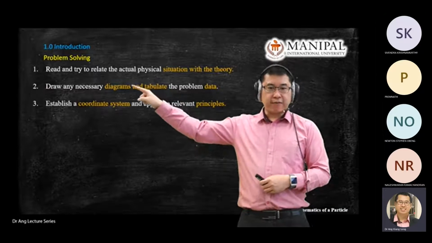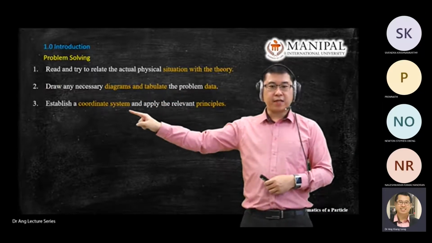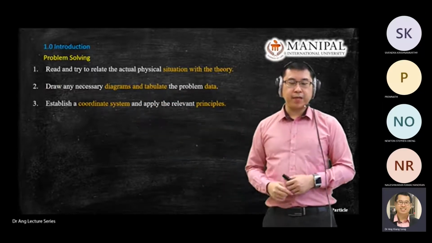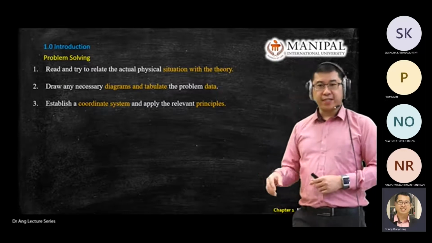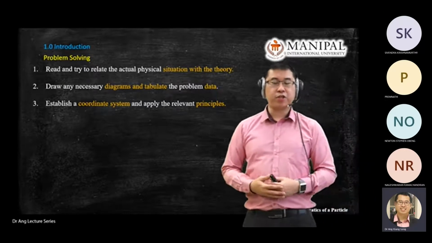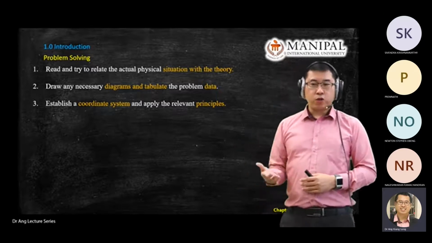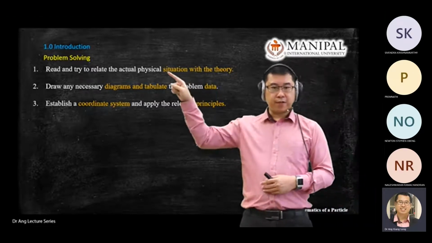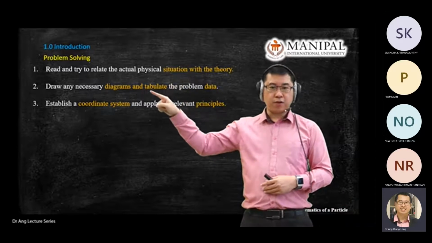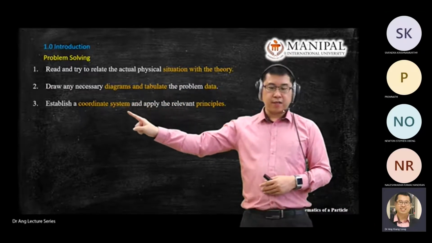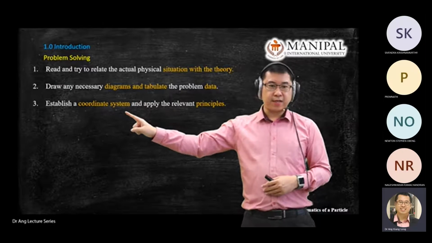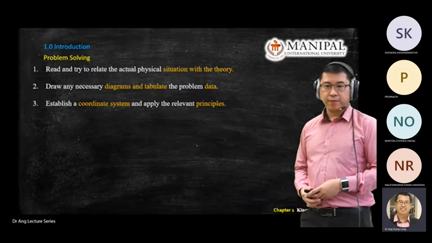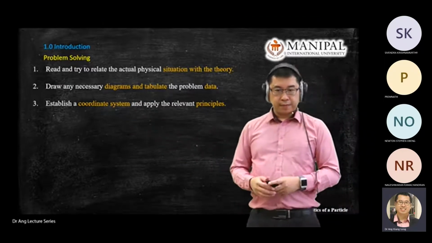The third one. Once you draw the diagram, input coordinate system, meaning you draw your y-axis, x-axis. Sometimes in 3D problems later on, you need to put in the z-axis. First read, second draw, third put in the x, y, z axis in the question.